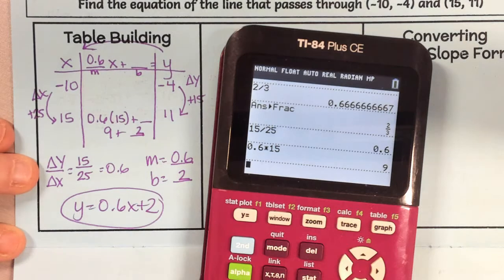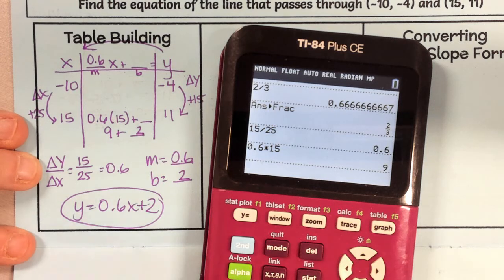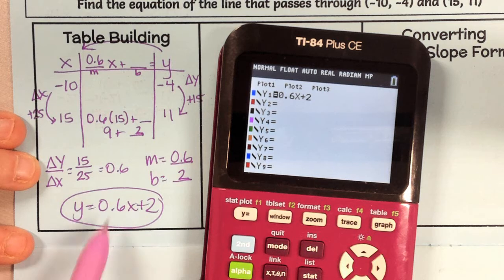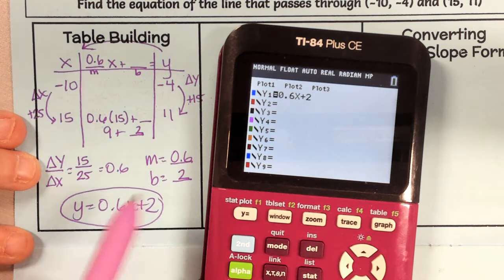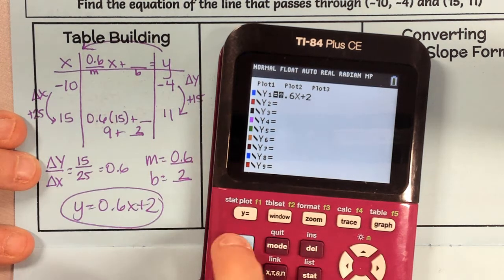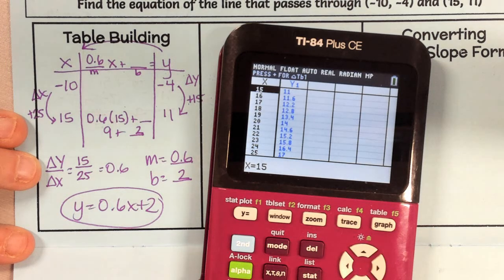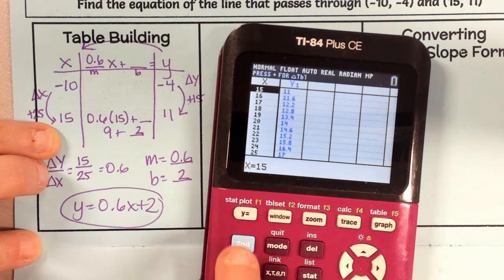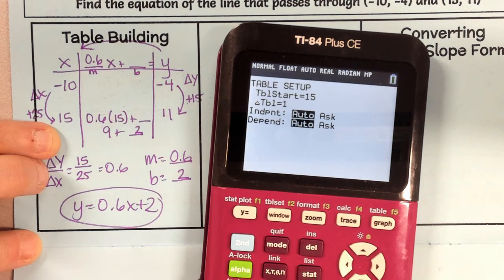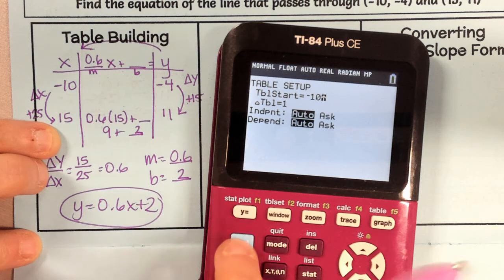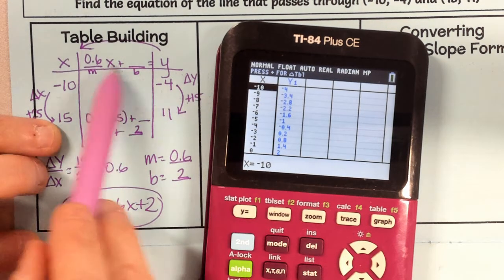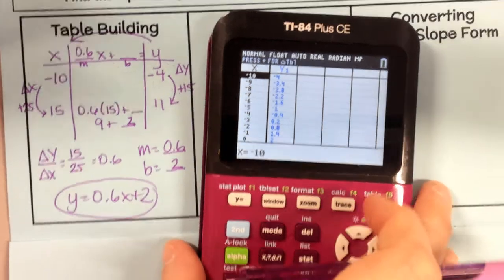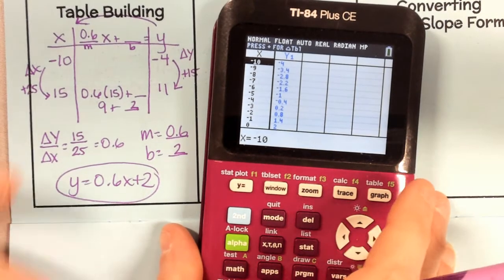Now, if I wanted to check in the calculator to see if I had done that correctly, I could put the equation I got, 0.6x plus 2, in y equals, hit second graph, and look at the table. What I should see is both of these coordinates. So I see 15, 11, and then I need to see negative 10, negative 4. So I see both of the coordinates I'm looking for, so I know that I've done this correctly. If I don't see them both, something's gone wrong, and I've got to try again.